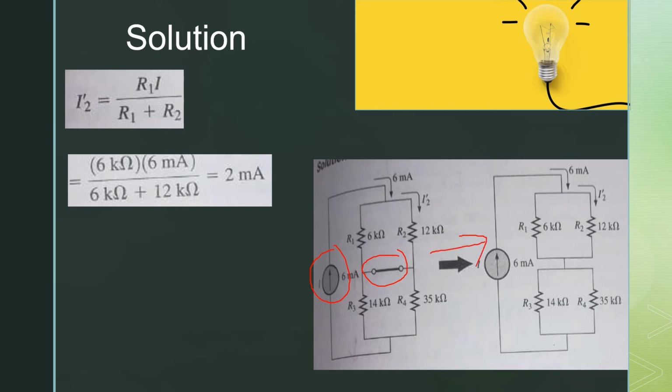Now we have to find the value of I2 prime, which is flowing in the downward direction. You can see that if we apply the current divider rule at this point, we will find the value of I2 prime, which is equal to R1 into I divided by R1 plus R2. Substituting the values, we get the value of I2 prime, which is equal to 2 milliamperes.